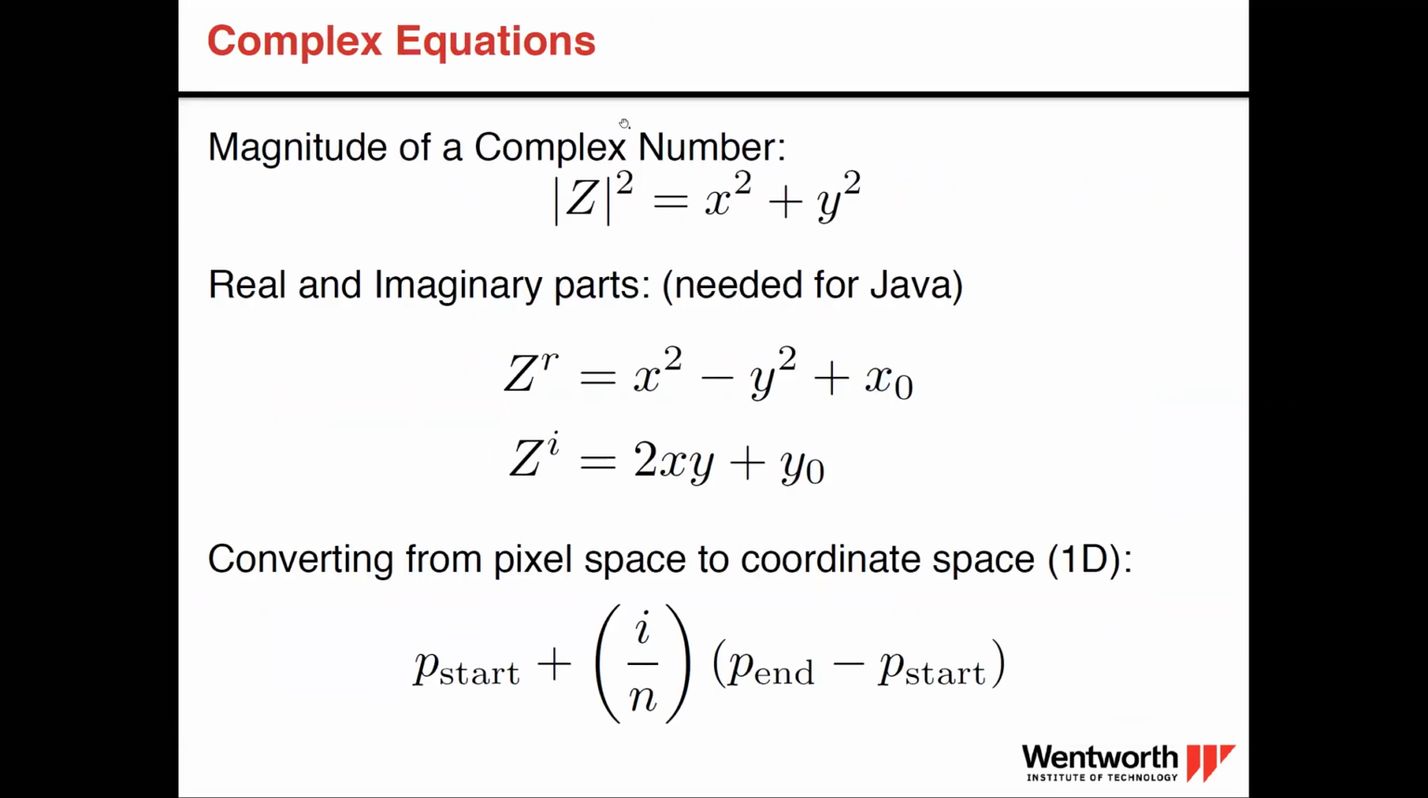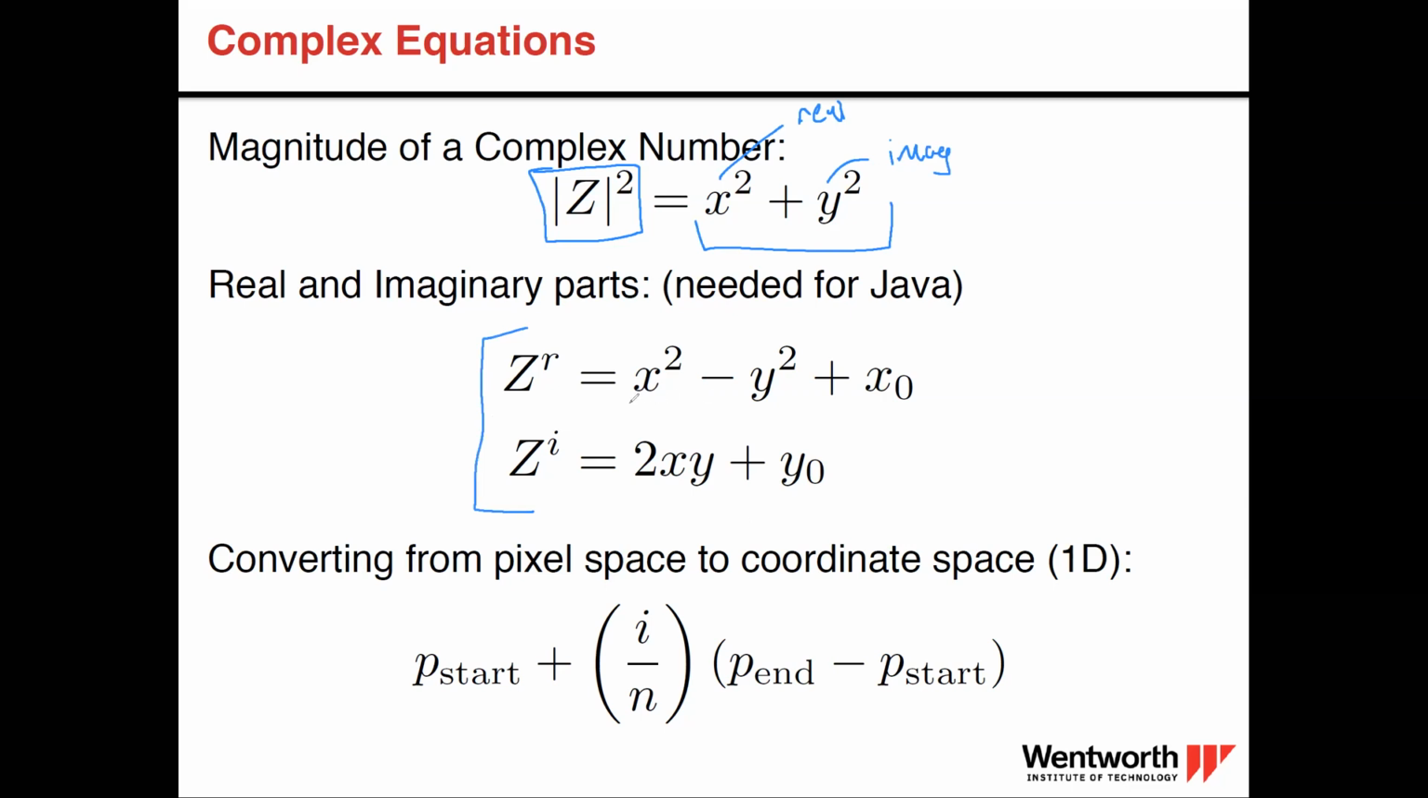All right, so here is the summary of the complex equations. To take the magnitude squared, it's just x squared plus y squared. Remember, this is the real part, and this is the imaginary part. Here's those real and imaginary parts that we need for that full equation. The z squared plus c, that's this here.